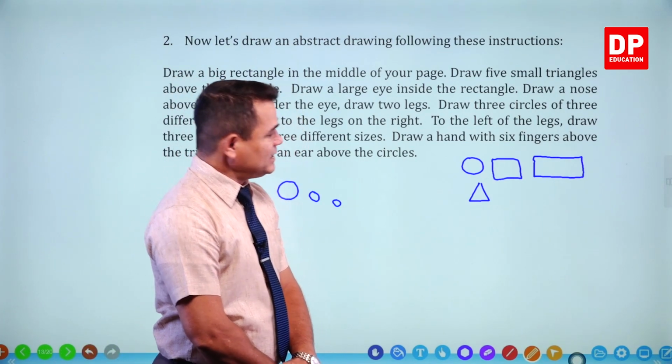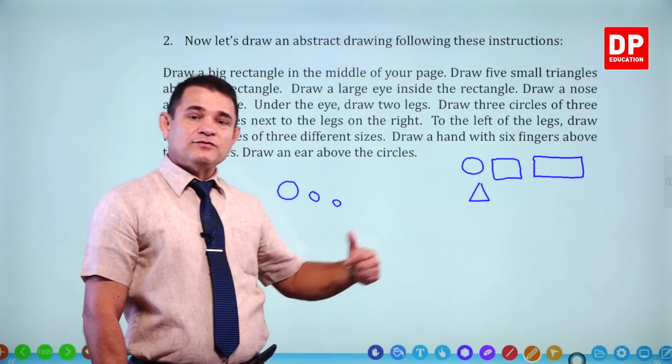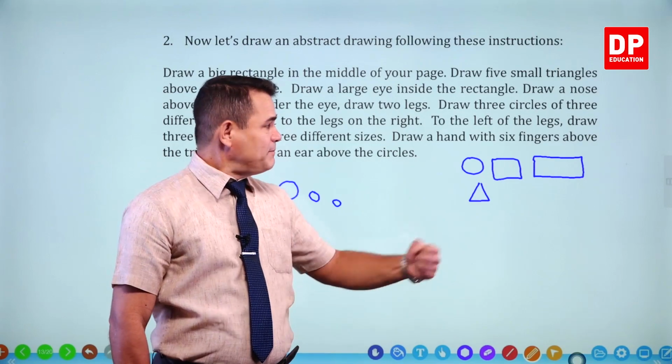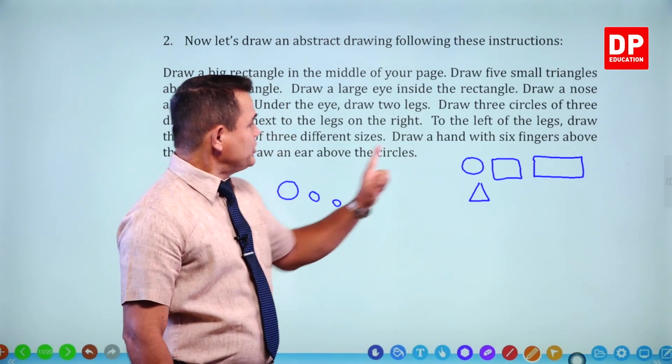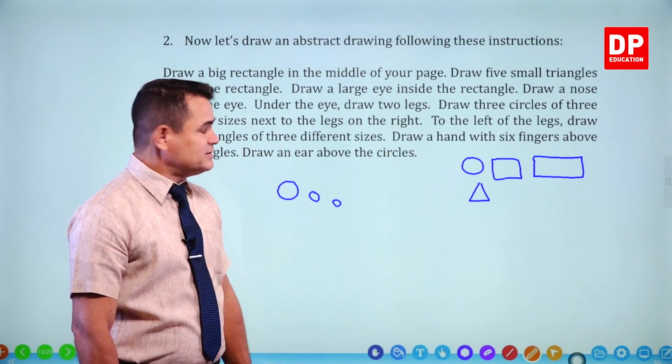Next to the legs on the right. To the left of the legs. Then දකුණු පැත්තේ මේ වලින්. Then left of the leg. කකුලේ වම් පැත්තේ. Draw 3 triangles of 3 different sizes.